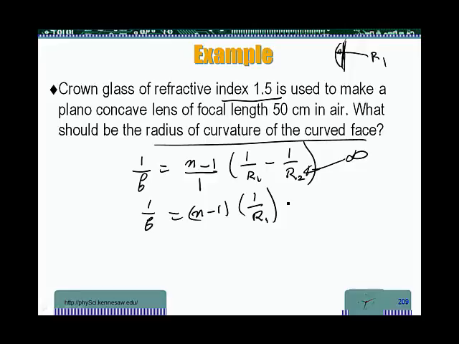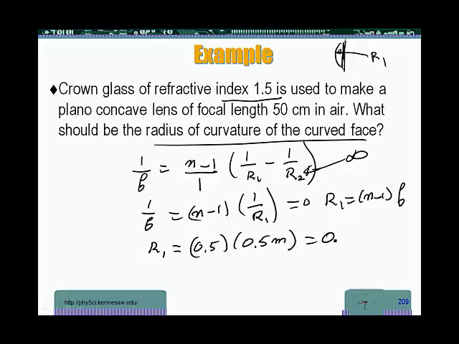If I'm solving for R1, I multiply both sides by R1 and then multiply both sides by f. So R1 is going to be equal to n minus 1 times f. So in this case, n minus 1 is 0.5 times f, which is also 0.5 meters. So it's 0.25 meters or 25 centimeters. That's our answer.